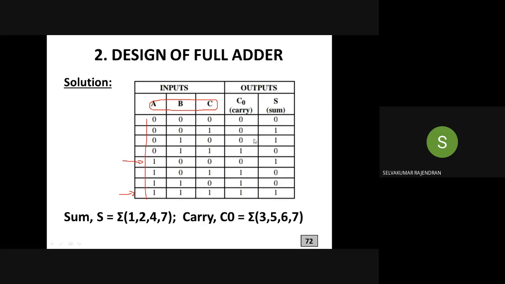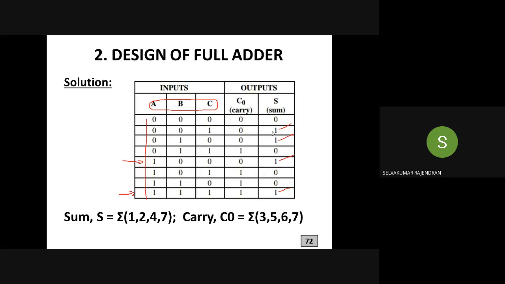Okay, so for each output we need to find the minterms. Here I'm going to find the minterms for the sum output. How to get the sum minterms from the sum output? We need to identify the number of ones available in the sum column. Here is a one, here, here, here. So there are 4 ones.